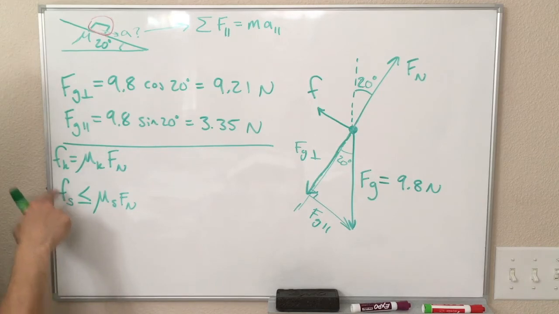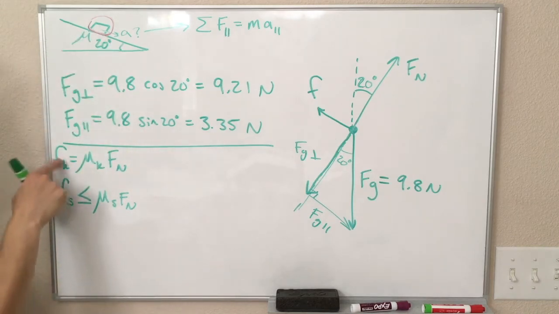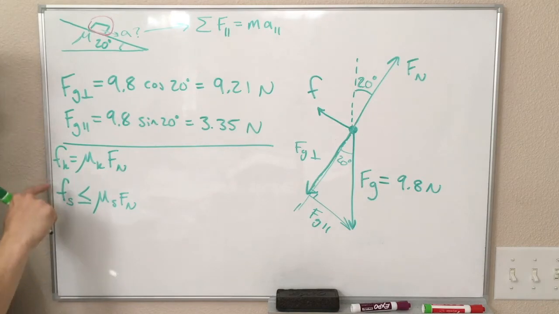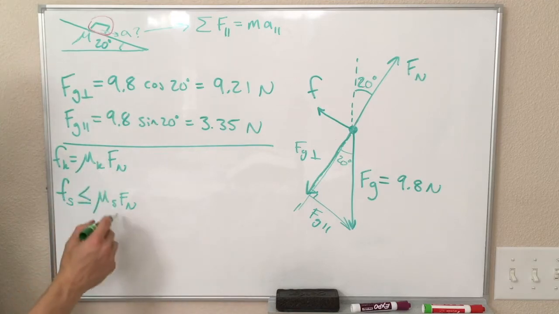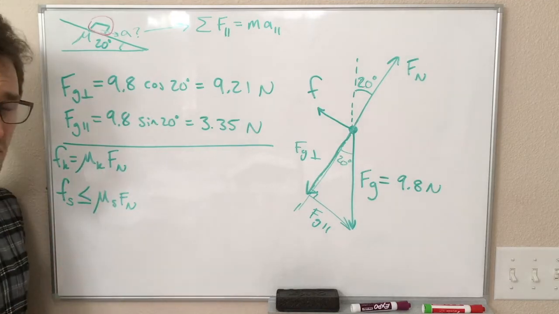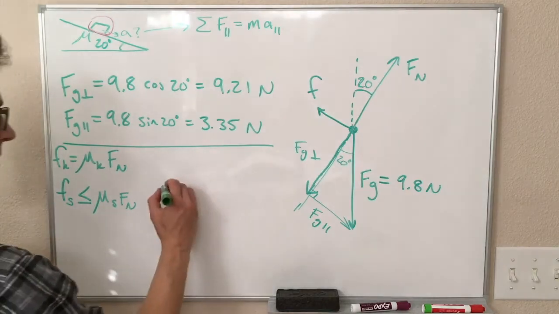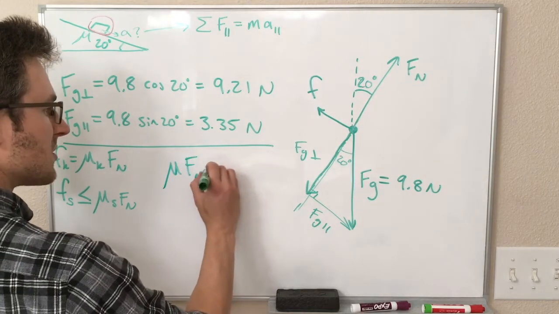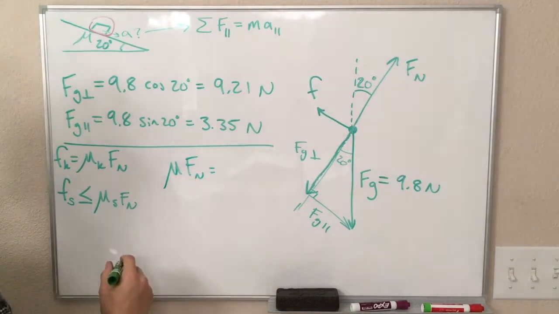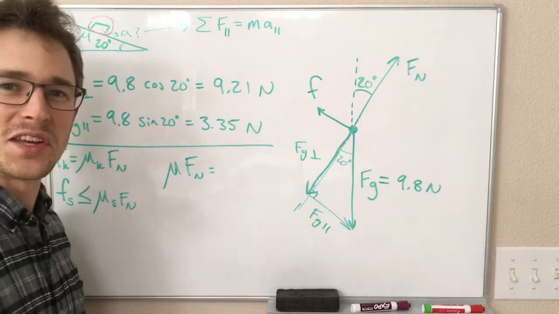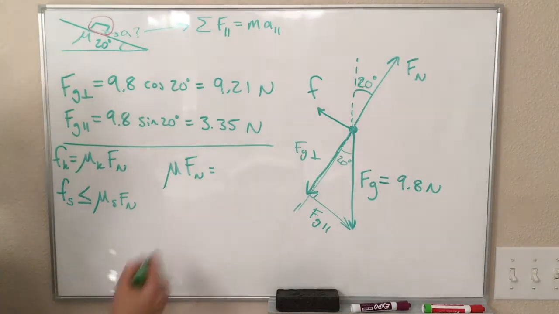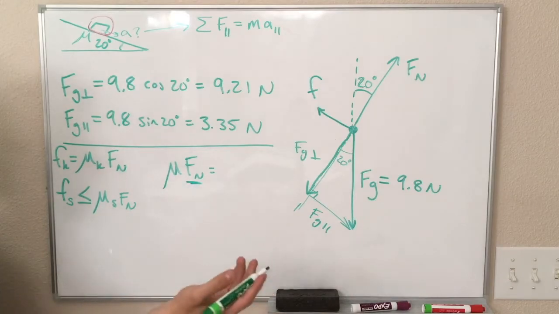So depending on whether our block is moving or not, we might have to use one of these or the other. So in order to explore this more, because these are both the same value, we should calculate it and use that to think about what's going on. So mu times the normal force. Oh, right. We didn't find the normal force yet. I'm jumping one step ahead of myself. So to find this, we need to find what the normal force is.